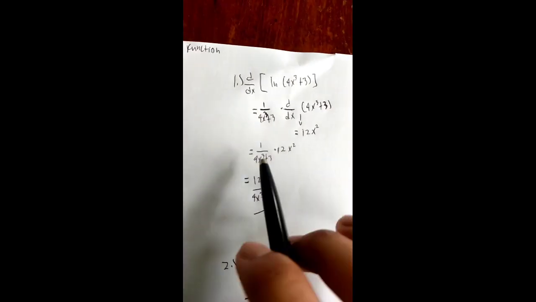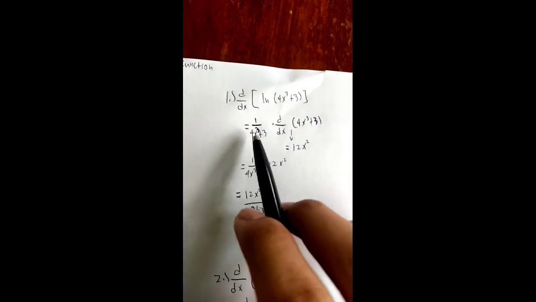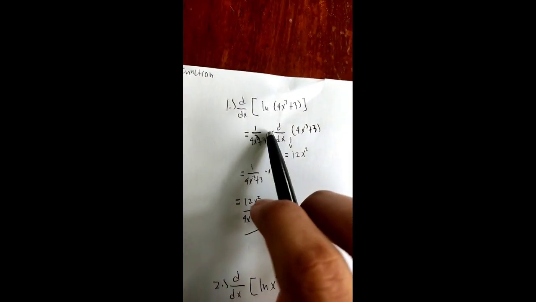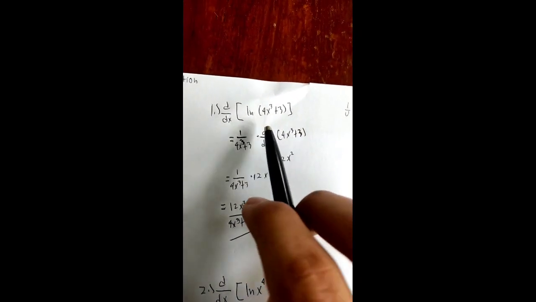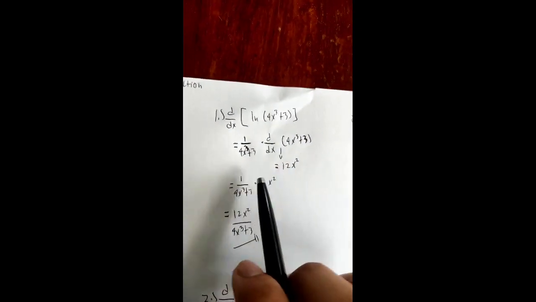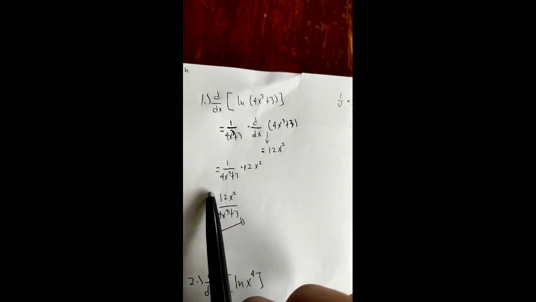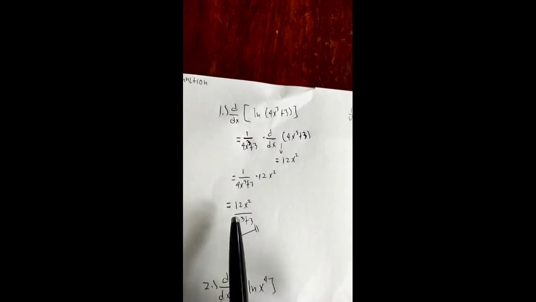So we will try to simplify this. That would be equal to 1 over the function, which is 4x cubed plus 3, multiplied by the derivative of the function, which is equal to 12x squared. So I'm going to simplify this. That would be 1 times 12x squared, which is 12x squared all over 4x cubed plus 3.